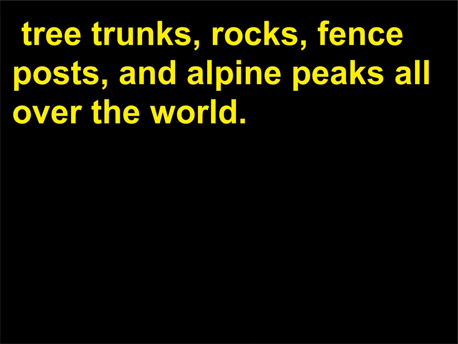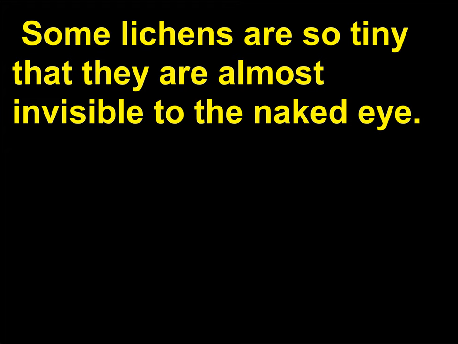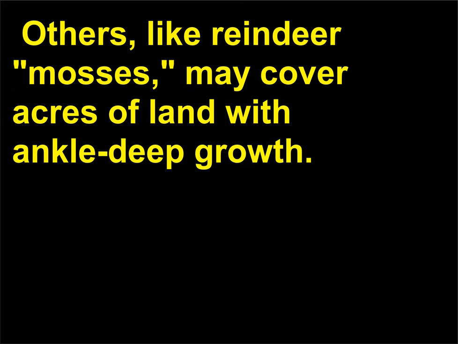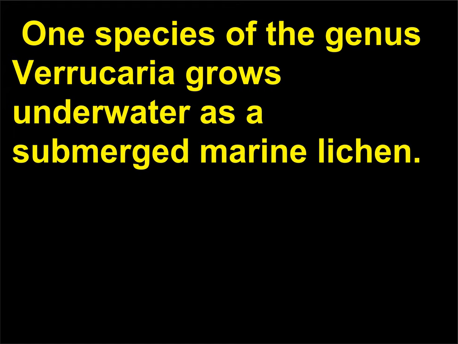Some lichens are so tiny that they are almost invisible to the naked eye. Others, like reindeer mosses, may cover acres of land with ankle-deep growth. One species of the genus Verrucaria grows underwater as a submerged marine lichen.